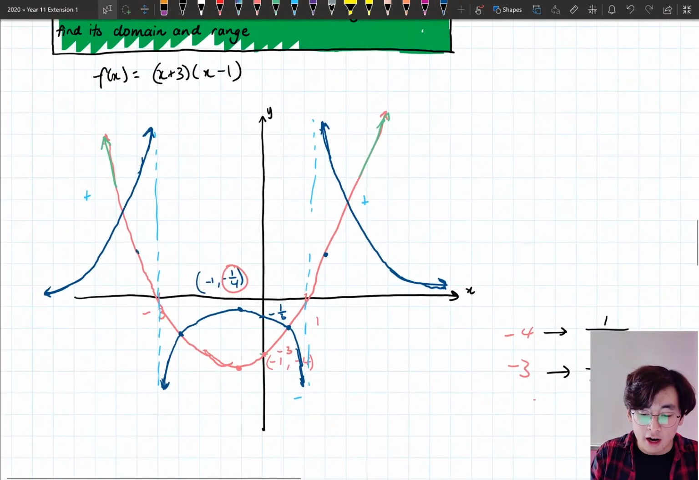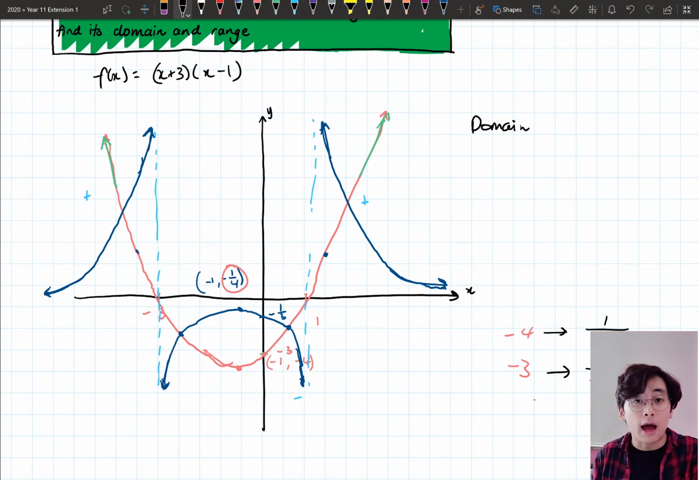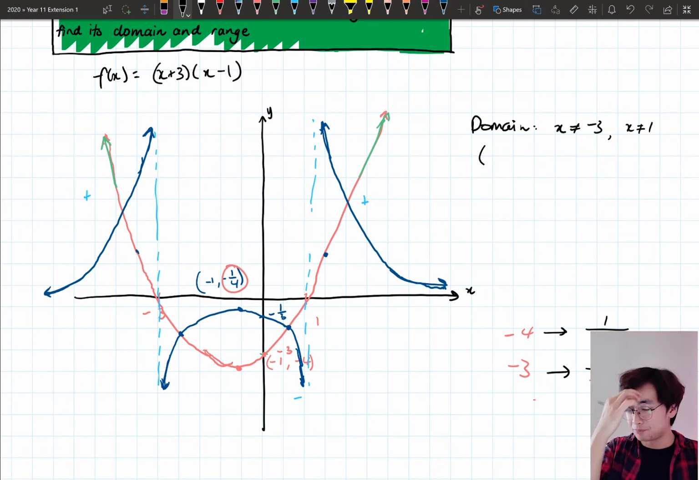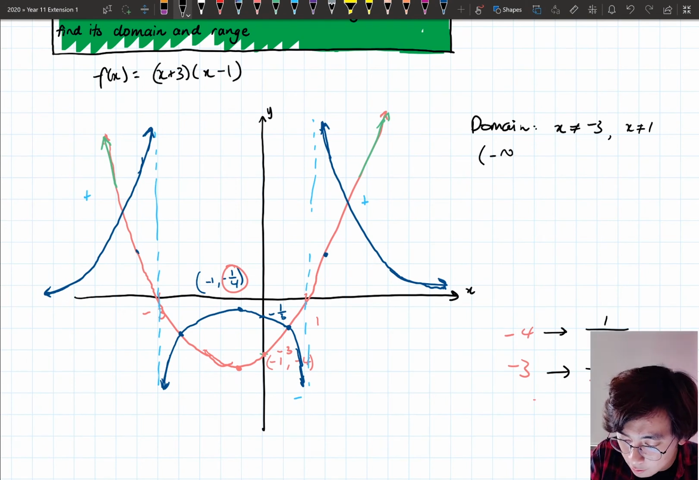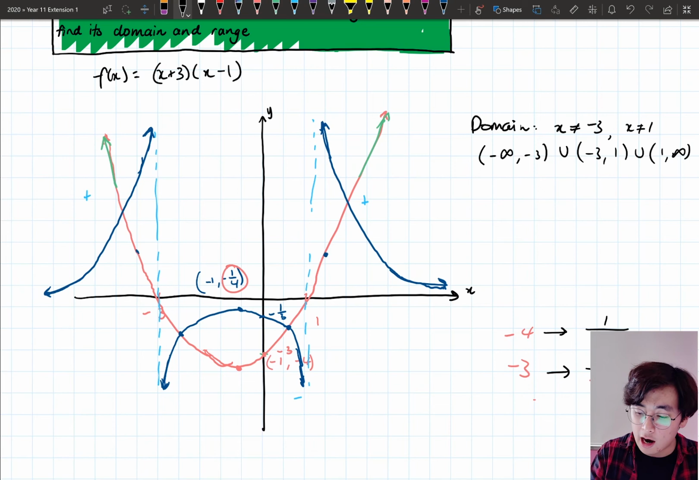Now we want to find a domain and range, so let's do that. So the domain, this graph exists for all values of x except for 2 points, our asymptotes. So our domain is going to be all x where x is not equal to negative 3 and x is not equal to 1. And we can write that in interval notation. So it goes from negative infinity to negative 3. Then we have the values between negative 3 and 1. And then we have 1 to infinity. So that's our domain.